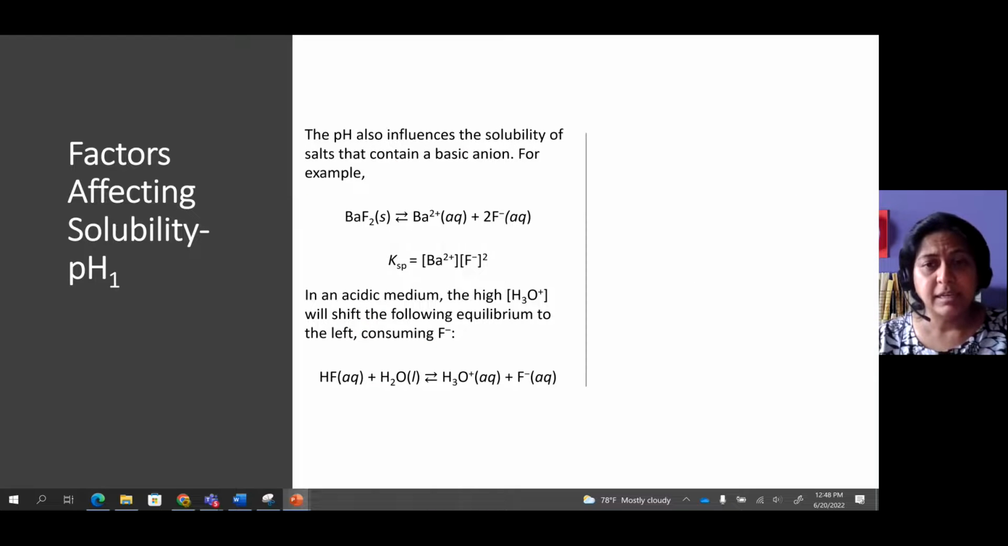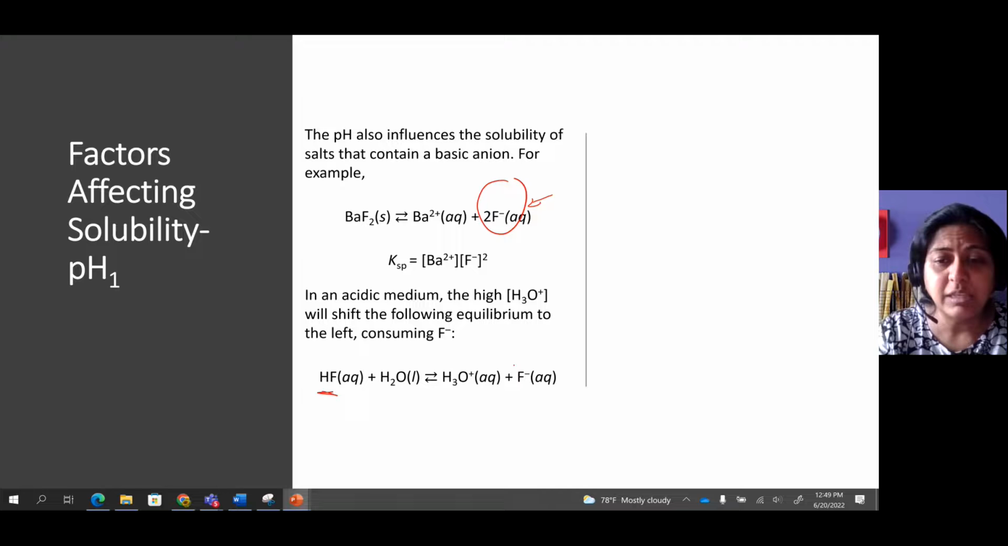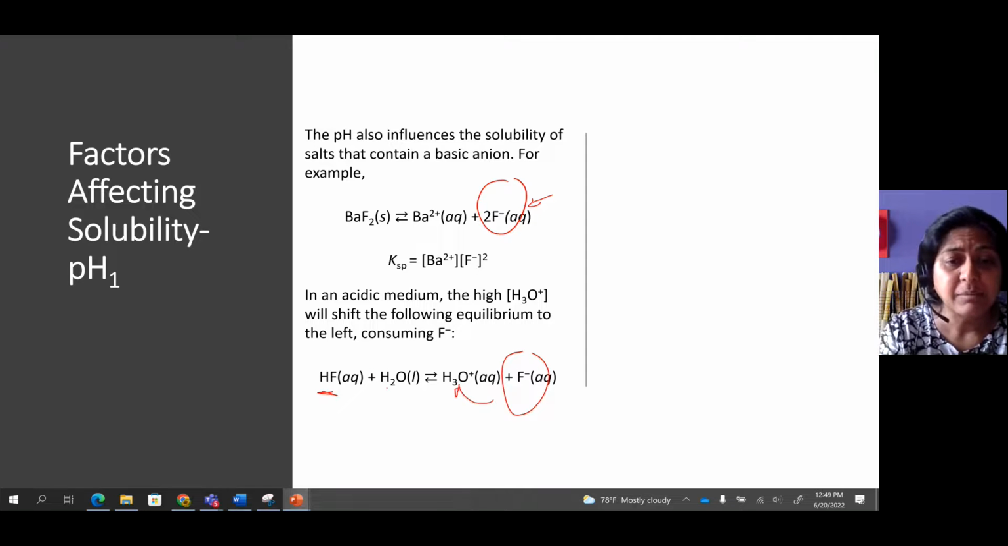Look at the solubility of barium fluoride and its dependence on the pH. The existence of this anion is affected by H3O+, because it is an ion from a weak acid. So these fluoride ions will react with the hydronium ions, making hydrogen fluoride and water.